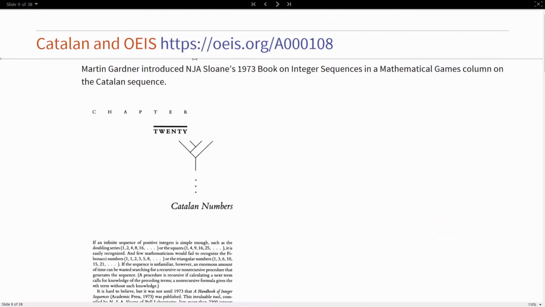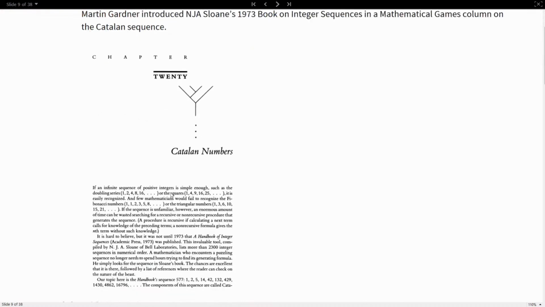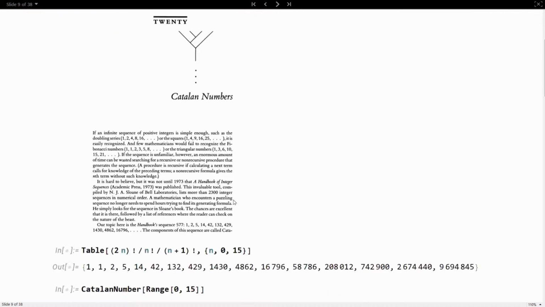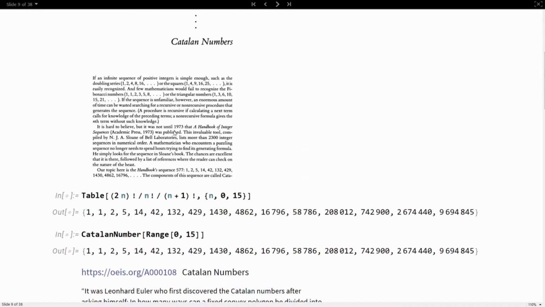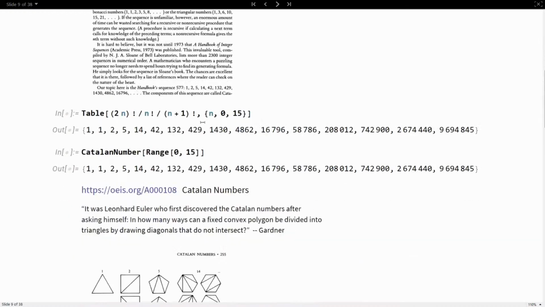So Martin Gardner introduced the original book for integer sequences in a column on Catalan numbers. He also mentions other sequences: powers of 2, the squares, Fibonacci sequence, triangular numbers. And he mentions all of these are in the 1973 book, A Handbook of Integer Sequences by N.J.A. Sloane. And we can generate the Catalan numbers like this, or also like this.